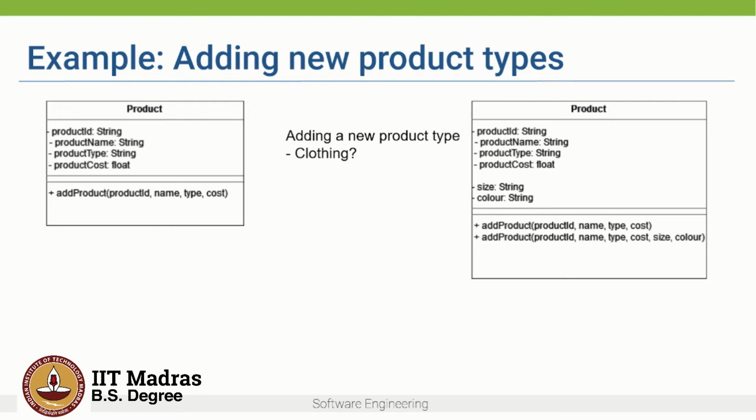Now this design actually violates the open-close principle. So in this case, we are modifying the product class by adding attributes to an existing class. So learners, what can be done to this design so that it does not violate the open-close principle?